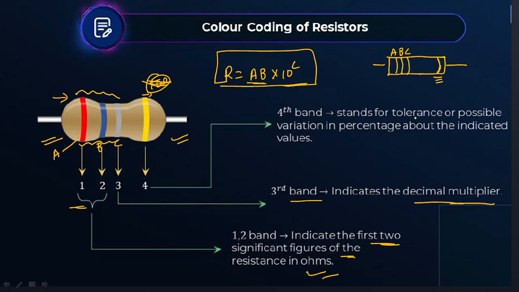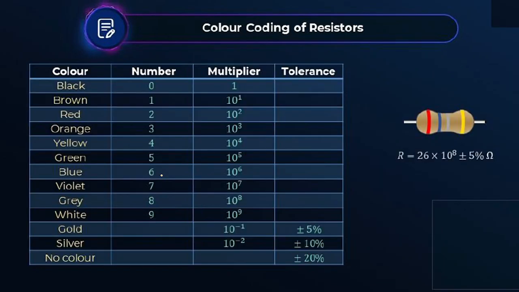And the fourth band stands for tolerance or possible variation in percentage about the indicated values. So we can write, just remember, R equals AB. First one we call A, second one B, third is C. So AB into 10 to the power C. Simple. Plus or minus the fourth one, whatever is there, that we will add. Okay, so let us see more about it.